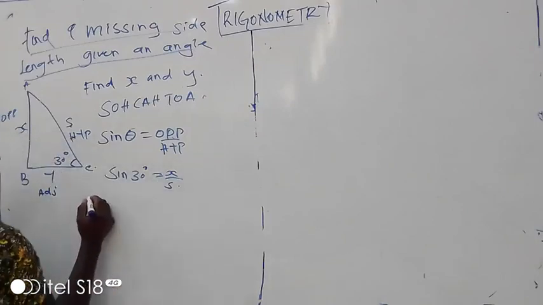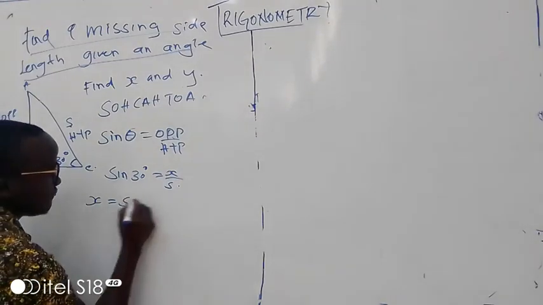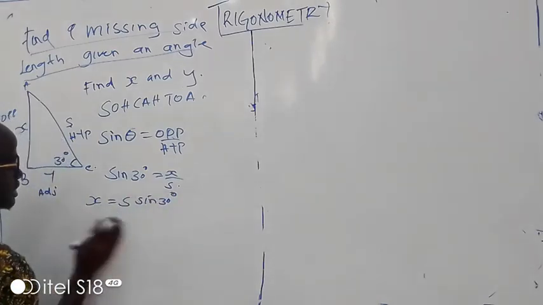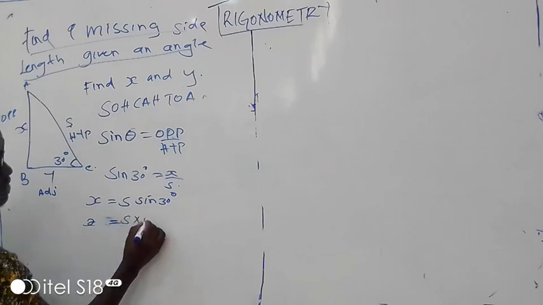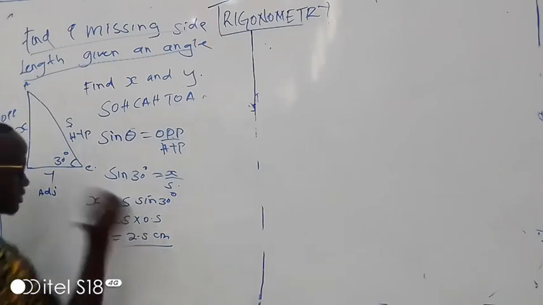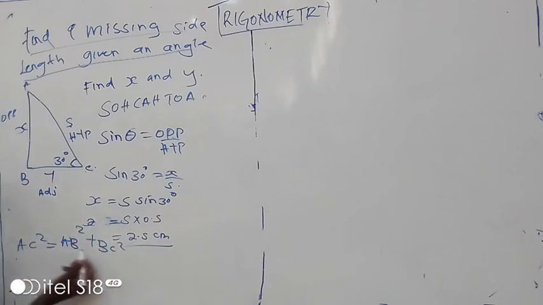Now we need to find x. x is equal to 5 sin 30 degrees. Now sin 30 is a half, so x will be 5 times 0.5, which is 2.5 centimeters. Now that we have found this, we need to find BC. Since AC is the longest side, AC squared is equal to AB squared plus BC squared. But we need to find BC, so we can move this to the other side.